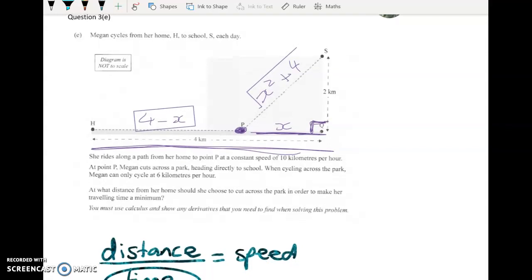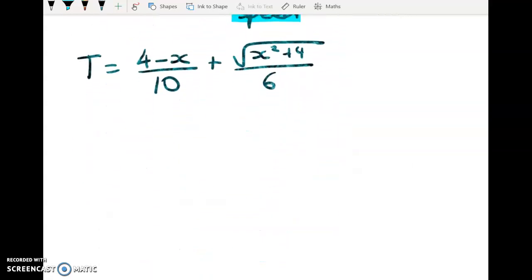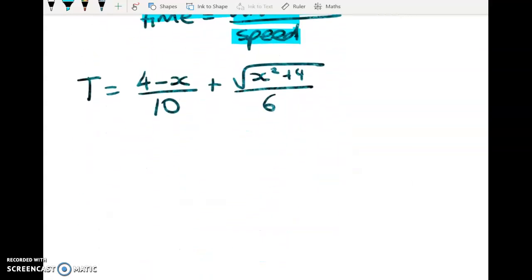So what we want to end up with here, we're going to get something for x, but the final answer is going to be 4 minus x. So just be careful that what we're answering is at what distance from her home should she choose to cut across the park. So that's what I'm looking for. And the question from here is reasonably straightforward, right? But we might do a wee bit of rewriting.